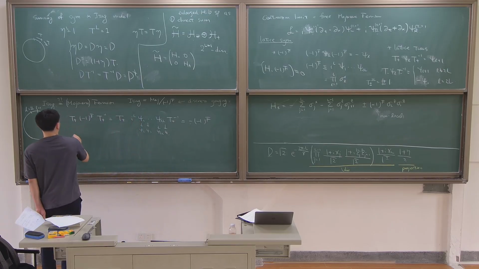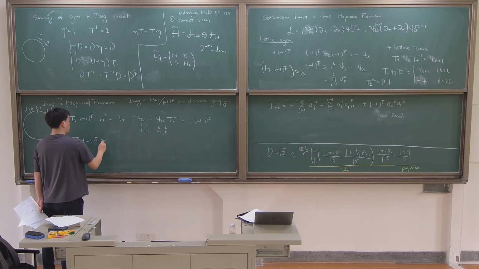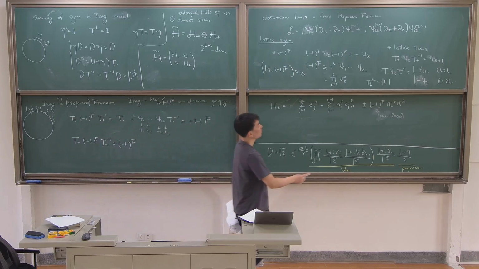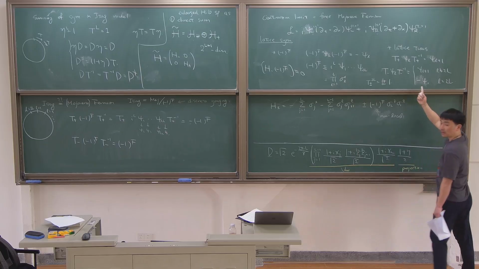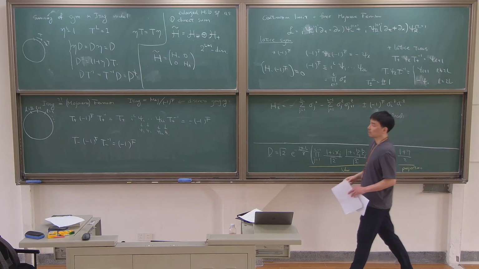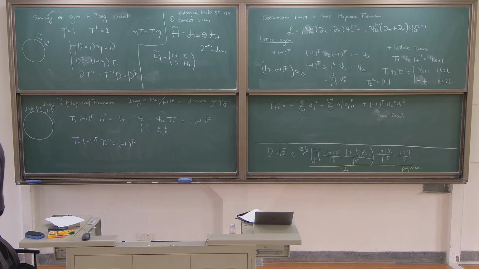On the other hand, T minus inverse is minus 1 to the F. Because of this boundary condition, there's a minus sign coming. So there's a difference between how this translation acts on the minus 1 to the F.